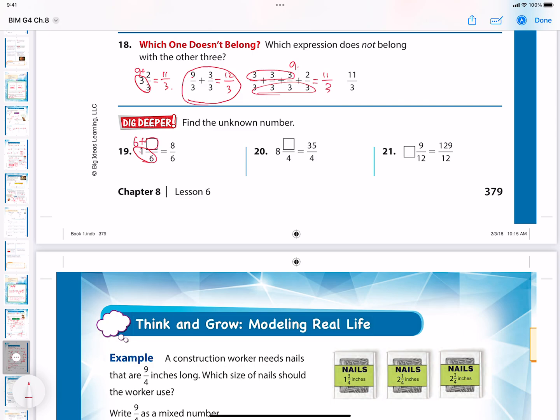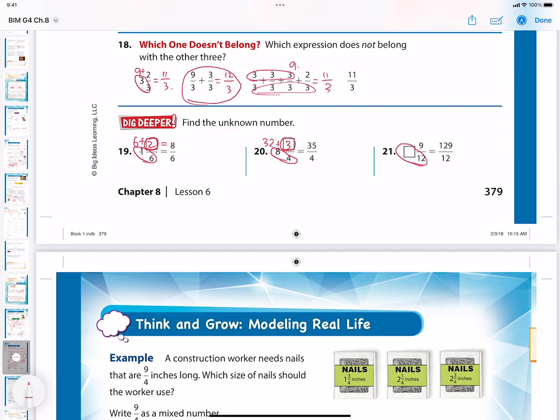6 plus one number is going to make 8. We know 2. Right? That's it. Now look at this same strategy. 8 times 4 is what? Yes, 8 times 4 is 32. 32 plus what's gonna make 35? 3. That's it.